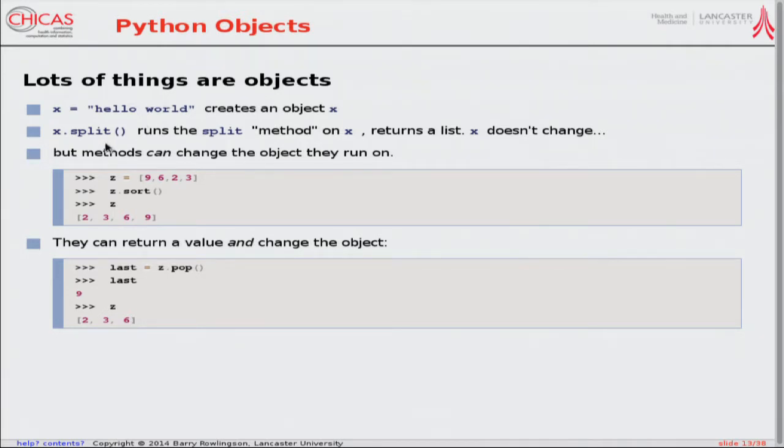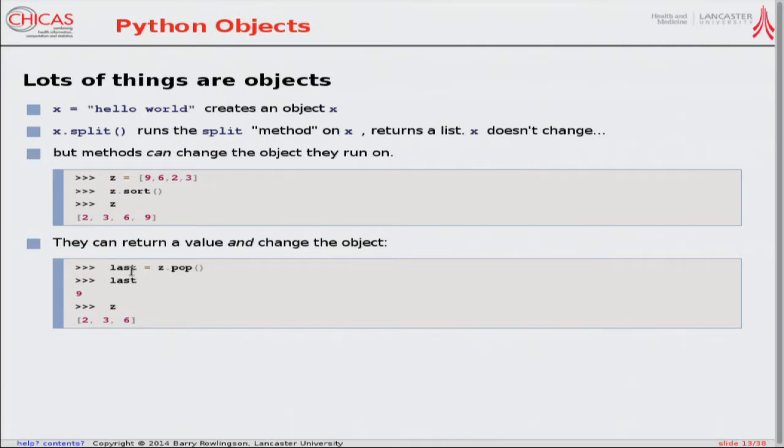I've talked about objects and methods, and sometimes the method will change the object it runs on. So, for example, if I have z as a list of numbers and I run the sort method, I get back a z which has changed. It's modified z. That's hard to do in R without reference classes or environments, because mostly R is a more purely functional language where you'd have to do z equals sort of z. And Python methods can actually do both. They can modify and return a value.